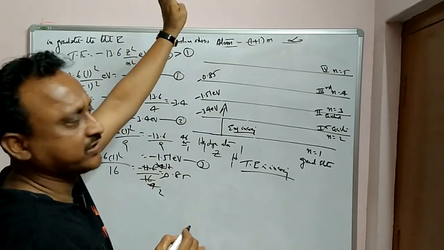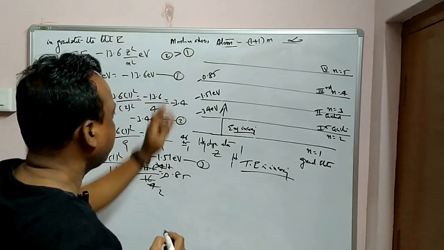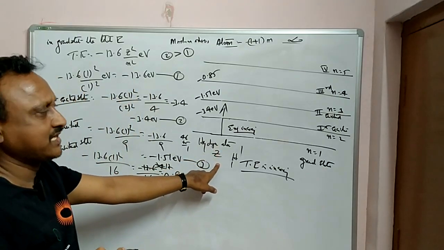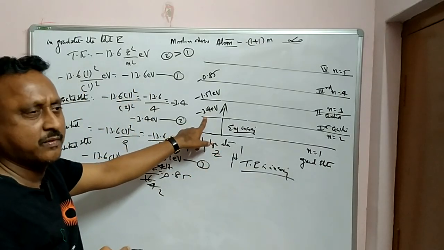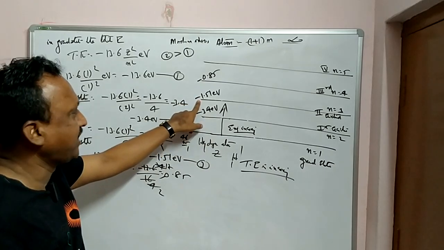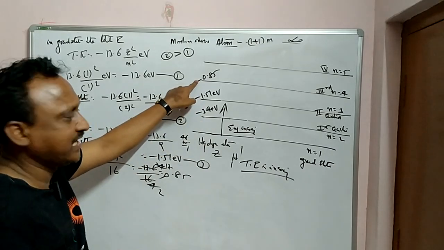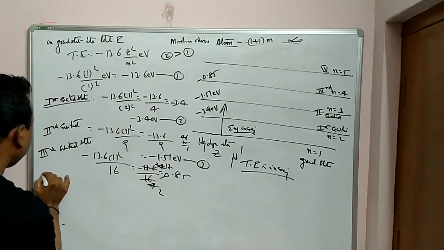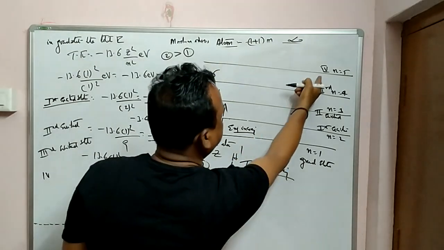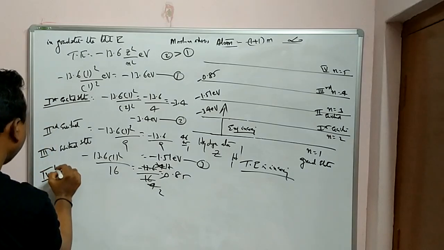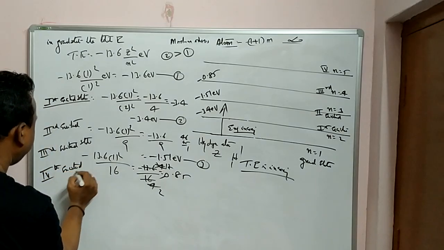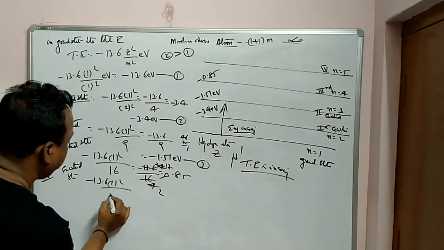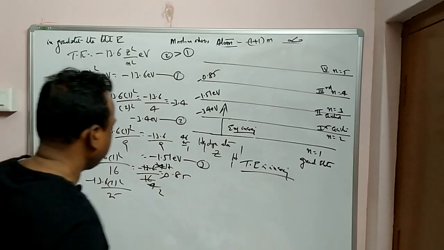Now you can calculate up to whatever orbit you want. But at least some values you have to remember in your brain. Ground state minus 13.6, first excited state minus 3.4, second excited state minus 1.51, third excited state minus 0.85. If you want the fifth one also you can calculate, that is the fourth excited state, minus 13.6 times 1 square by 25. You can calculate this also.